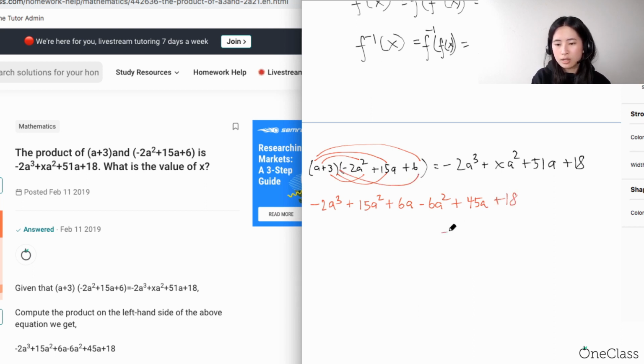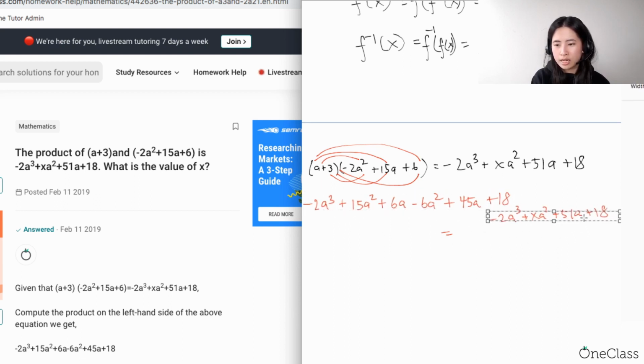And everything is going to be equal to negative 2a cubed plus xa squared plus 51a plus 18. And maybe I can move this. Yeah, I just wanted to have everything in just one line. I know it's a bit smaller, but I think it's easier to cancel things out. Okay, so great, we have that.